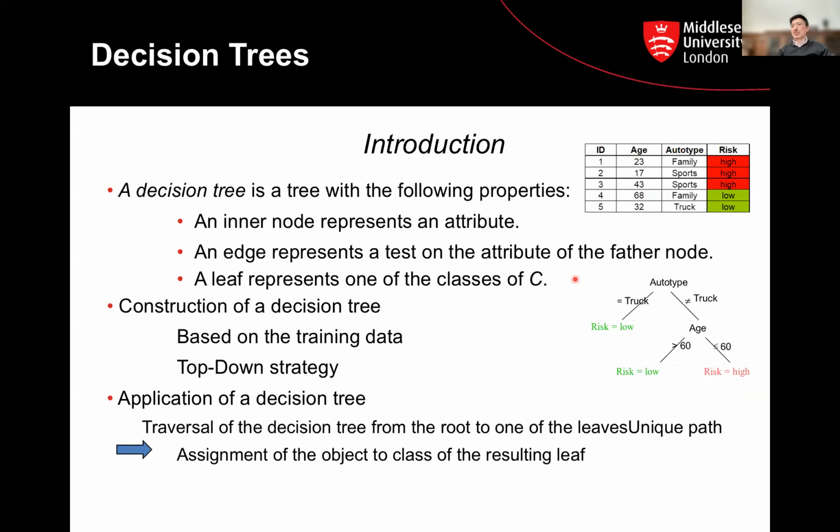Okay, and for the decision tree, each inner node represents an attribute. So these are the inner nodes, and these are the so-called leaves. The leaves are the classes, but these classes are not exclusive. In this case, for example, you can have 2 risk equal to low classes and only 1 high. And each edge represents a test.